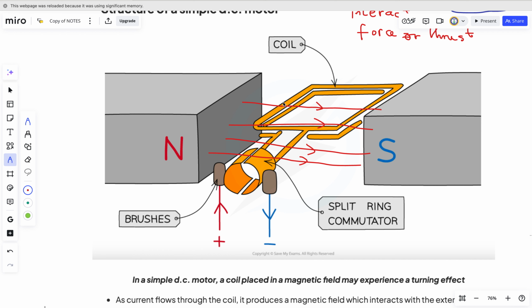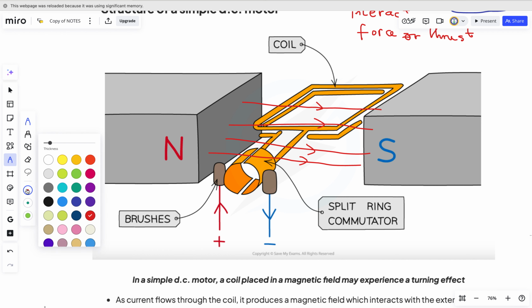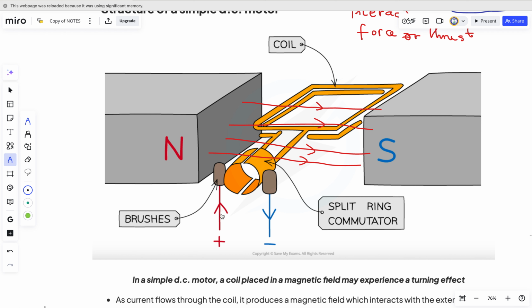Current is flowing up. Let's take a look. Because current is positive, it shows the direction in which the current goes. The current enters this split ring commutator, then the coils are connected to this split ring commutator, and it continues to flow like this. In this direction, current is flowing up. The current is going up this way, and it's going this way. In this way, it's going down. This way, the current is going down.